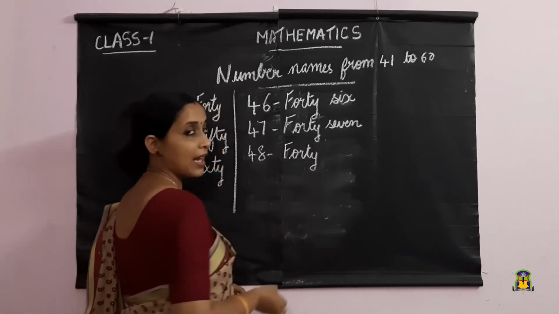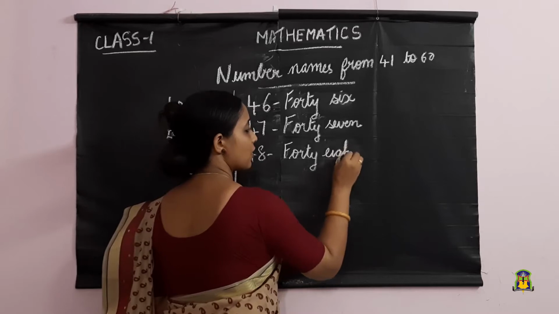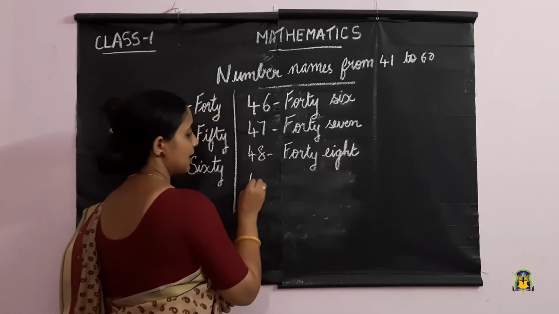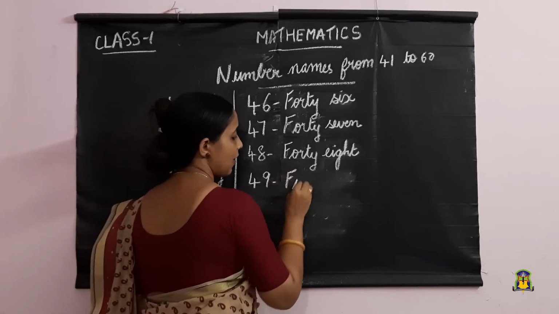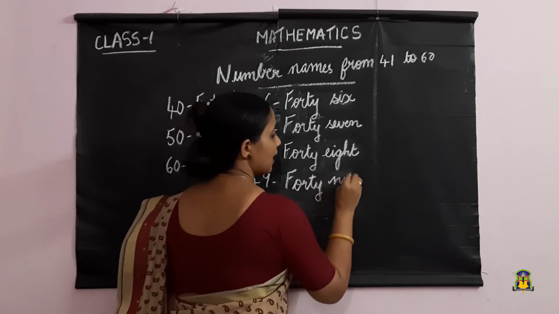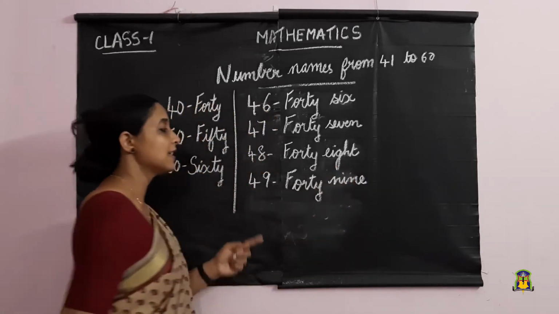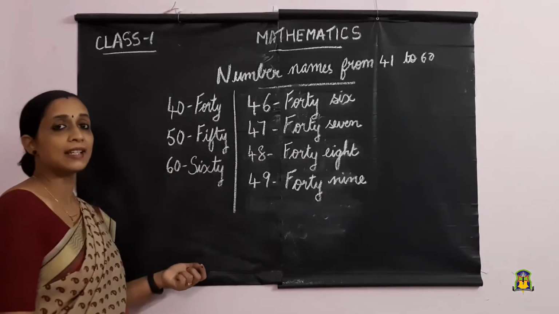After 47, 48. How will you write 8? E-I-G-H-T, 48. Then after 48, it is 49. F-O-R-T-Y, 40. N-I-N-E, 49. The number after 49 is 50, and we have already written 50 here.